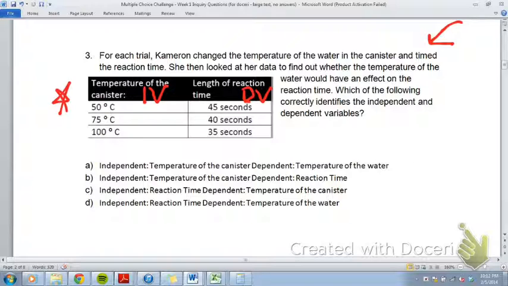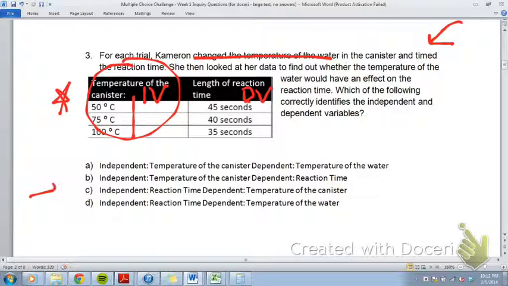We know independent is what Cameron is changing. Holy smokes, it says it right here. She changed the temperature of the water. We also know that's usually in our first column, and we see right here that our numbers are changing: 50, 75, and 100. So the independent is the temperature of the canister.